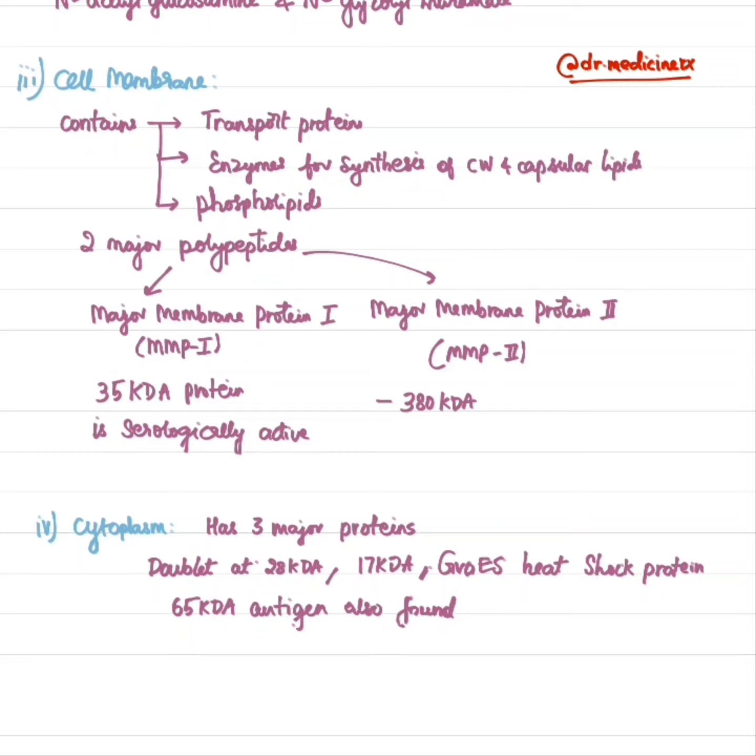Next is the cytoplasm. It has three major proteins, a doublet at 28 kilodaltons weight, a protein with 17 kDa molecular weight and a heat shock protein. Another 65 kilodalton antigen is also found in an extensively degraded form of M. leprae preparations.